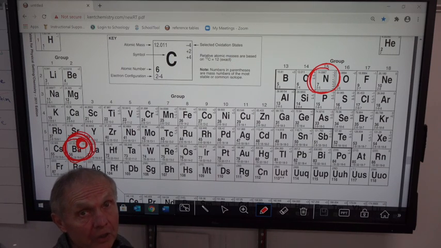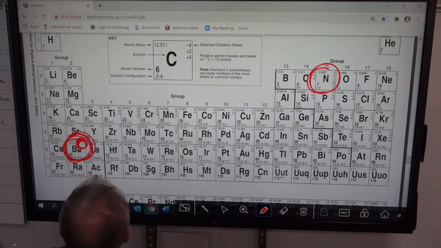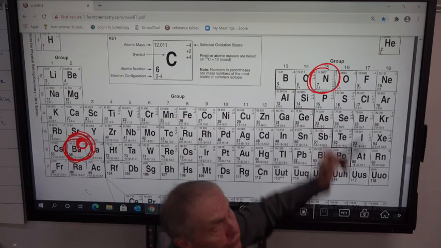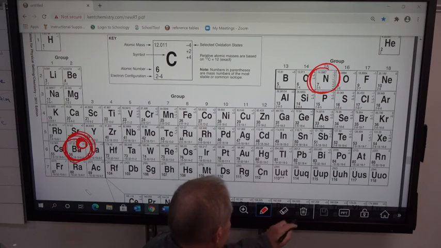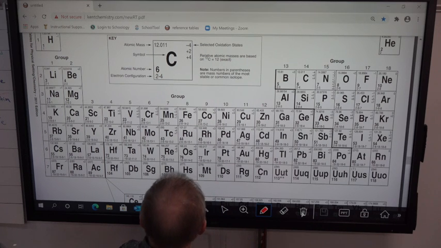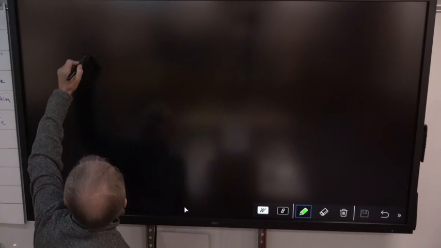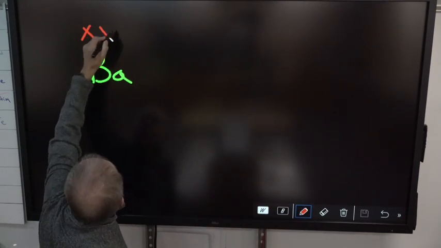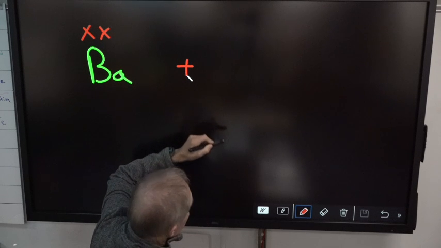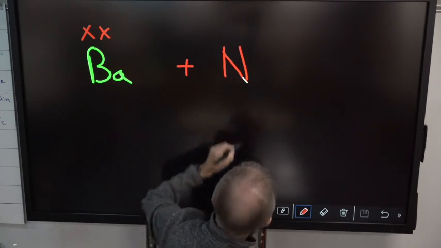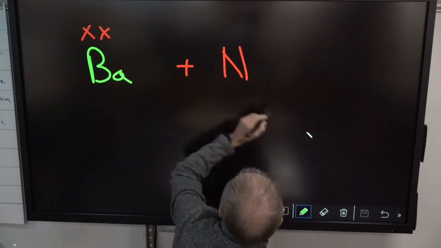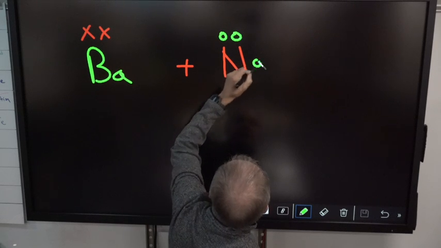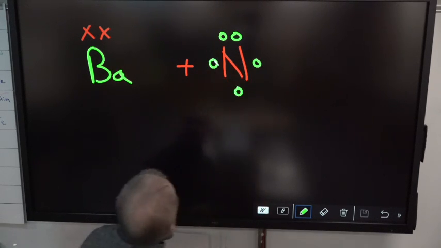Let's put this together electron dot wise and name it. If it only has one charge, we can name it right now. It's got to be barium nitride. But let's do the whole thing. We have Ba with 2 valence electrons, plus N. N is in group 15, so it has 5: pair, single, single, single. That's what it's going to look like.